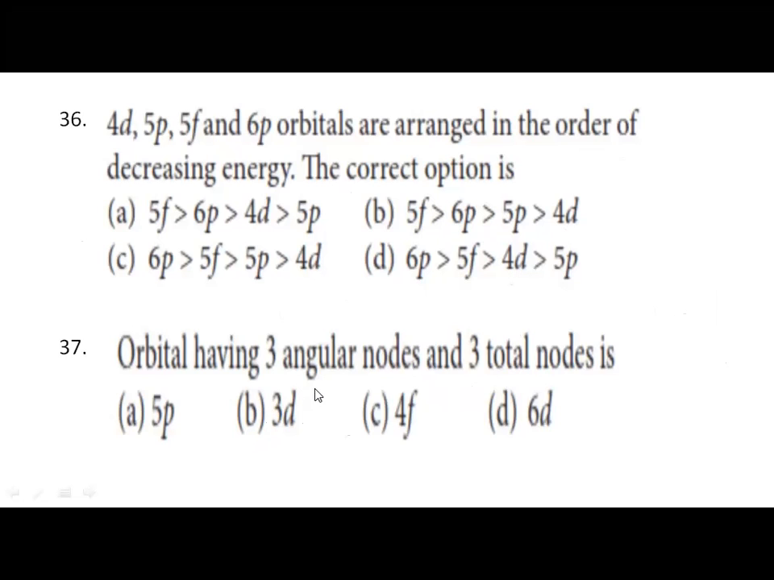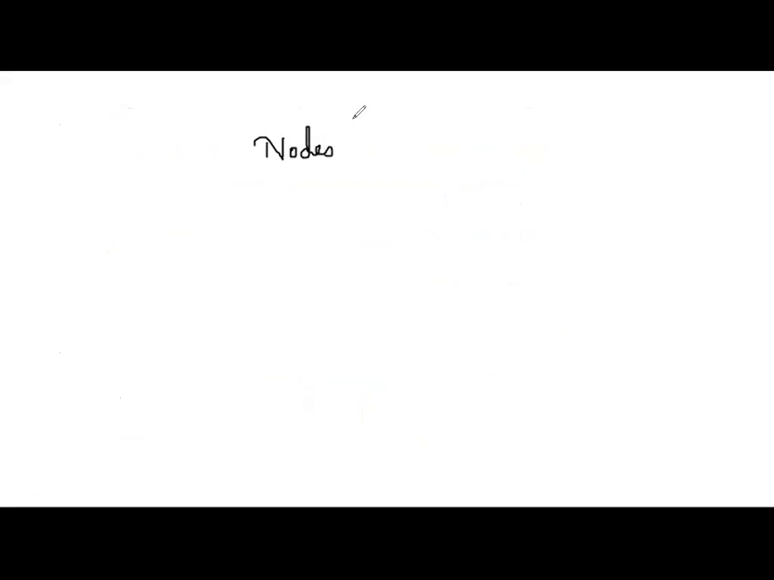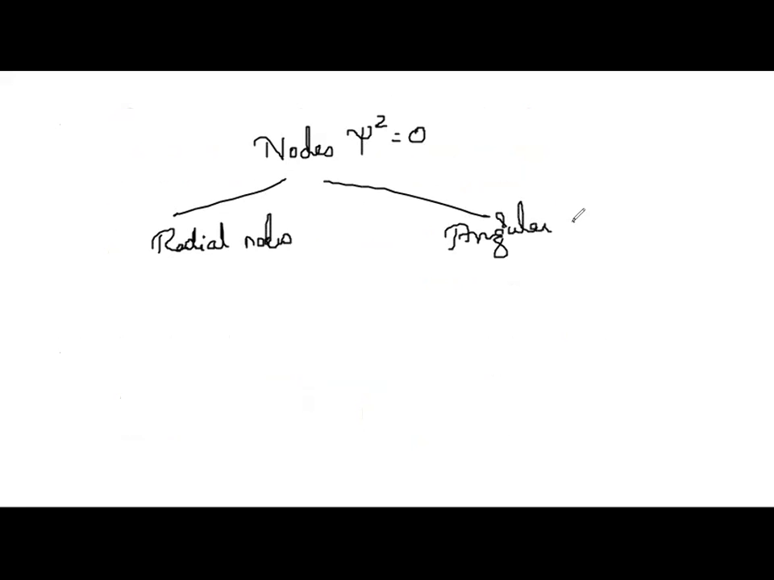Correct? Next, orbital having 3 angular nodes and 3 total nodes. We have studied that there are two types of nodes. Nodes are the region where probability of finding the electron is 0, so probability density is 0. Radial nodes and angular nodes. How do we calculate radial nodes? N minus L minus 1. Angular nodes are L. Total nodes is N minus 1. Correct? Radial nodes are also called spherical nodes.